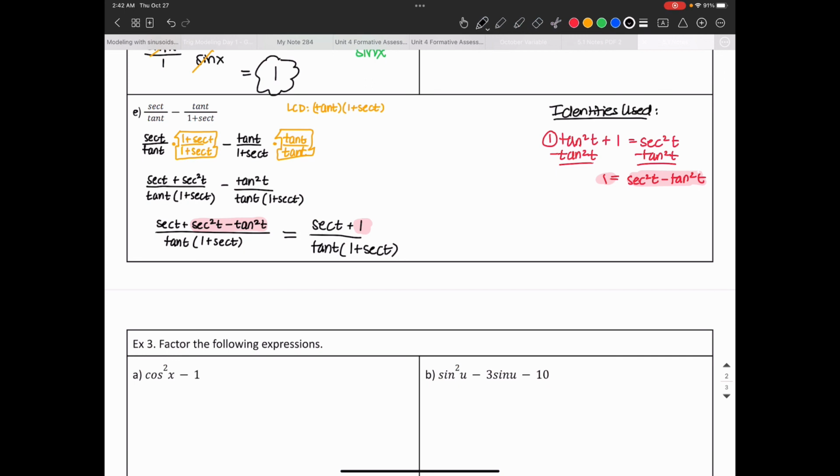And then from there, what I noticed is that I have secant of t plus 1 in the top and the bottom, and I can cancel those out. And I'll be left with 1 over tangent of t. I don't like fractions, so I'm going to use the fact that 1 over tangent of t is equal to cotangent of t. And so my answer is cotangent of t. And that's it. I just changed 1 over tangent of t to be just cotangent of t. One term.